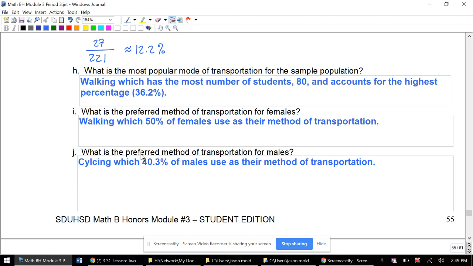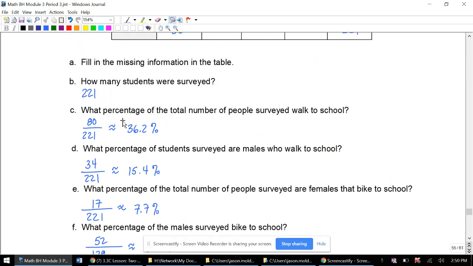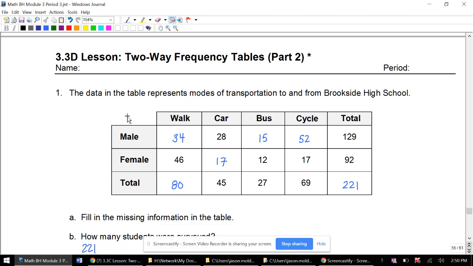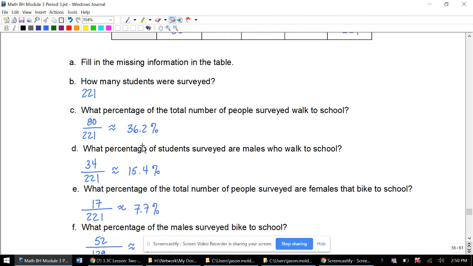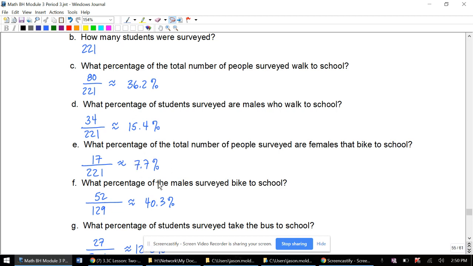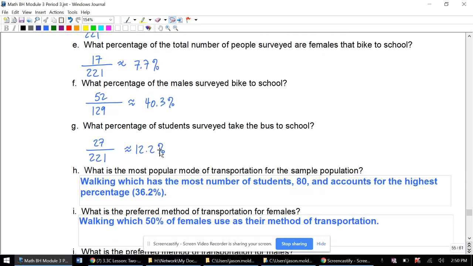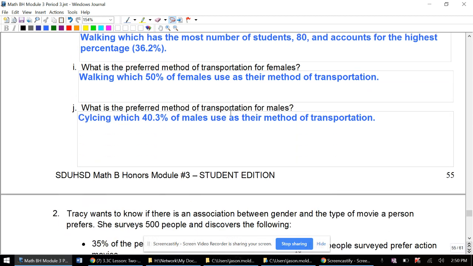And previously, we were talking about how something far away from 50% in the 3.3c lesson would mean that there's some evidence of association. Here, though, unlike in 3.3c, where there were 2 choices, this time we have 4 choices. So we're looking at 25% apiece. And as we start to run these percentages and we notice things that are higher or lower than that, that means that we have some sort of indication of predicting what might happen at this school, an association that males, at least at this school, prefer cycling.